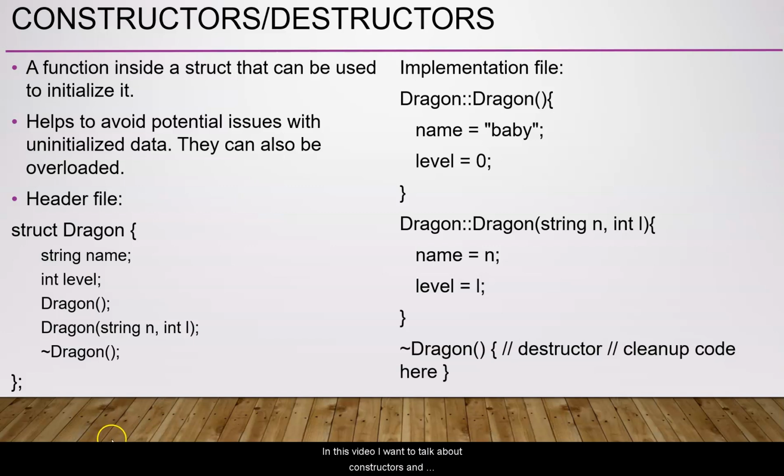In this video, I want to talk about constructors and destructors for structs. The constructor is a function that you add inside your struct that helps you initialize your variables. One of the biggest things we have is to always initialize your variables, and this helps you avoid potential problems with not having that data already initialized. It's fairly simple to define and set up.